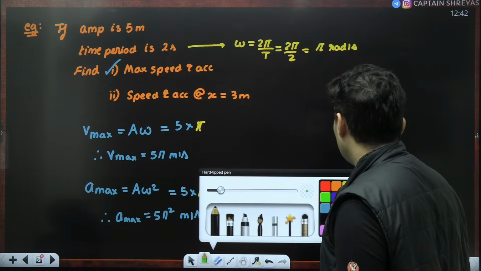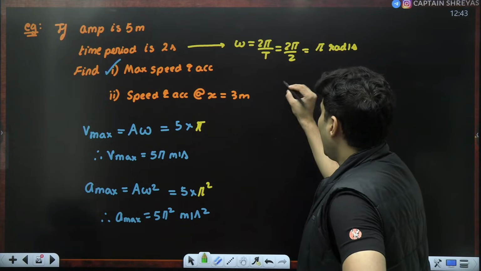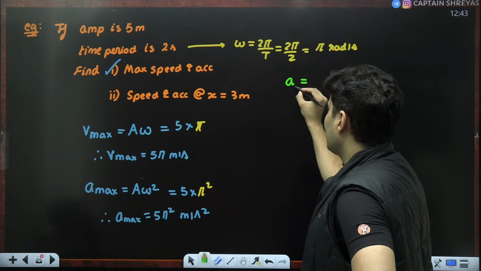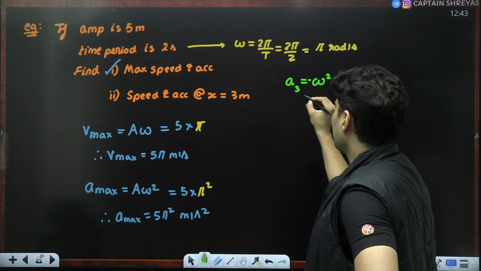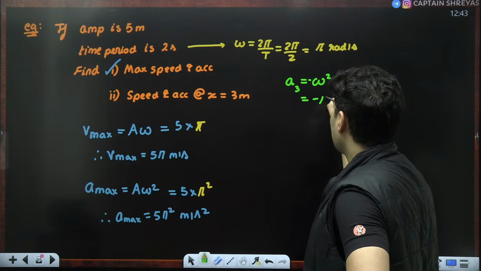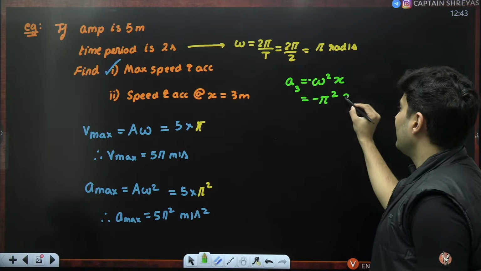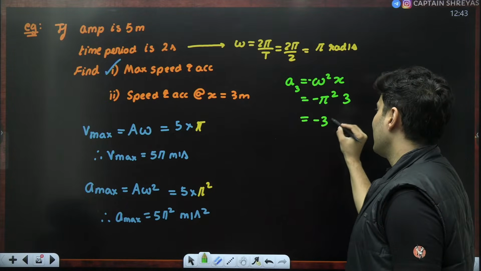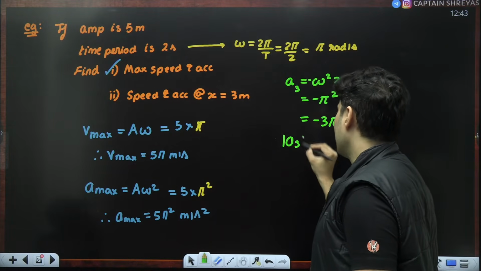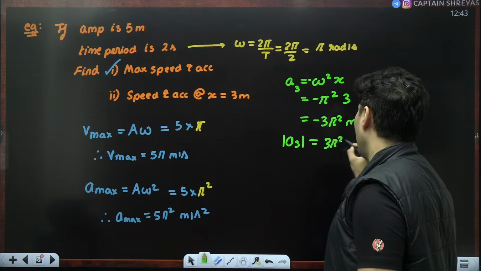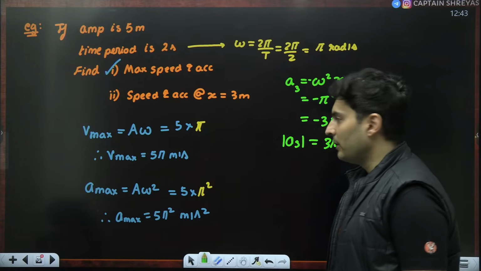How about the second part now? What is the speed and acceleration at x equals to 3? I think acceleration is very easy to find at x equals to 3. Use the formula negative omega square x. So omega is pi, x is basically 3. So the answer to that is minus 3 pi square meters per second square. If only the magnitude is asked, then it will be 3 pi square meters per second square. It is lesser than the maximum value.